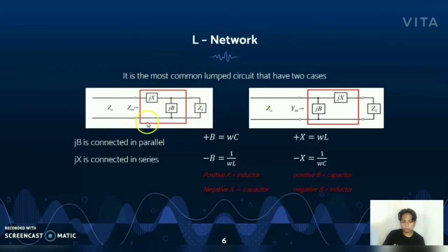So the jB is connected in parallel and the jX is connected in series. In getting the capacitor in the L network, we first have to get the B and the X. So we have here the formula. Positive X equals inductor, negative X equals capacitor, positive B equals capacitor, negative B equals inductor.